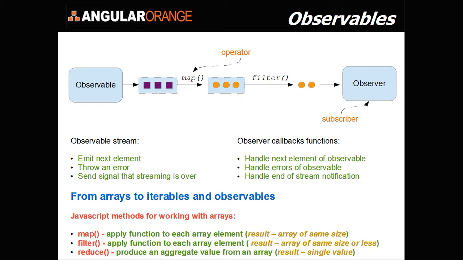Okay, from arrays to iterables and observables. So JavaScript methods for working with arrays. You have a map function. You could apply this function to each element of the array. The result is the same size as the array. You have a filter, which can apply a function to each array element, and that result would be the same size or less. And you could have a reduce function, which produces an aggregate value from an array. Like it could reduce to a single value by, let's say, adding up all the elements. So as an observable pushes its data stream, you could map and filter and reduce the stream.